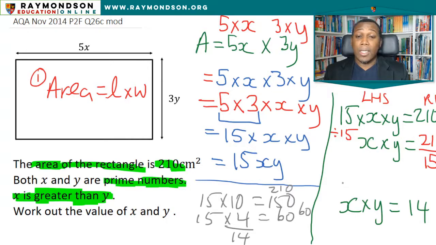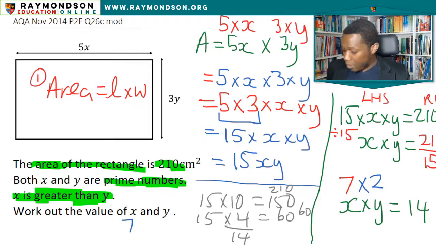7 2s are 14. And x is the greater number, so x is going to be 7, and y is going to be 2. I wanted blue in that one. y is going to be 2. 7 times 2 is going to give me 14. So the value of x is 7, and, got to stick with my colors, the value of y is 2. So x is 7, y is 2. That's what we're looking for.